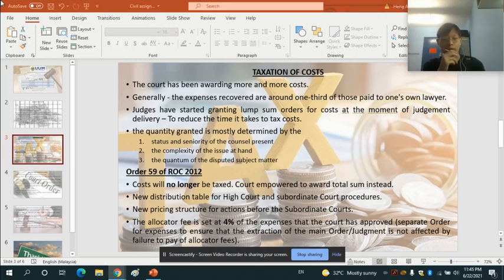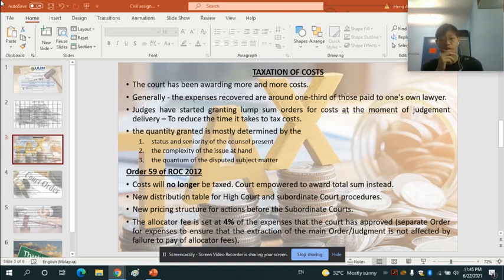The quantity granted is mostly determined by three factors. The first one, the status and seniority of the counsel present. Secondly, the complexity of the issue at hand. And lastly, the quantum of the disputed subject matter. According to Order 59 of the Rules of Court 2012, the costs will no longer be taxed, and the court is empowered to award a total sum instead.